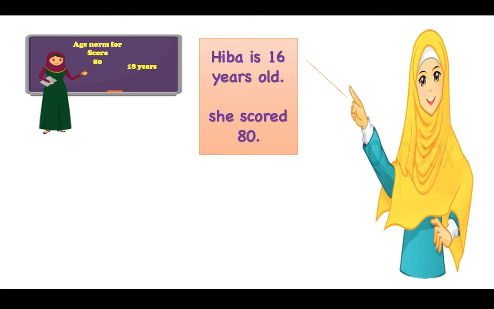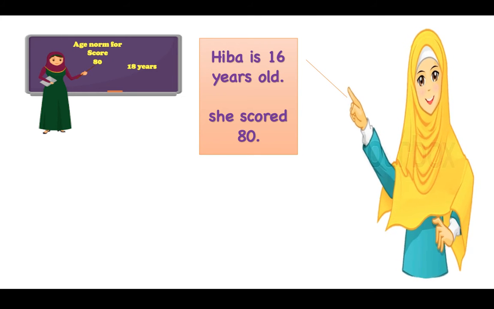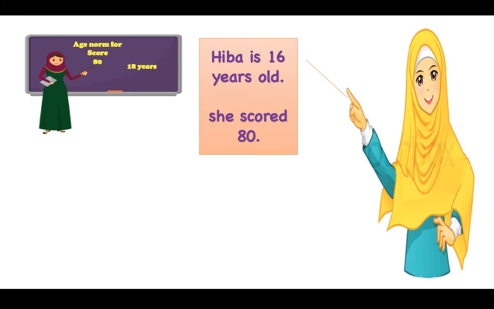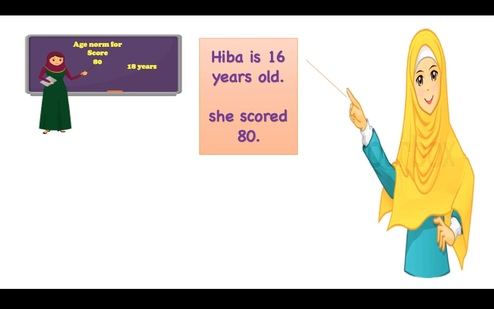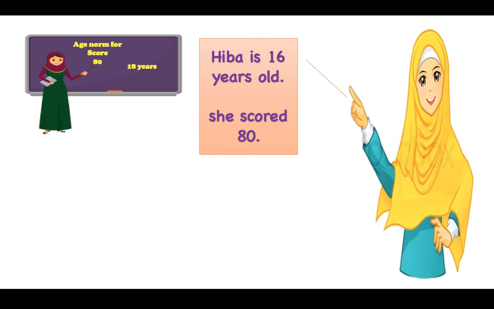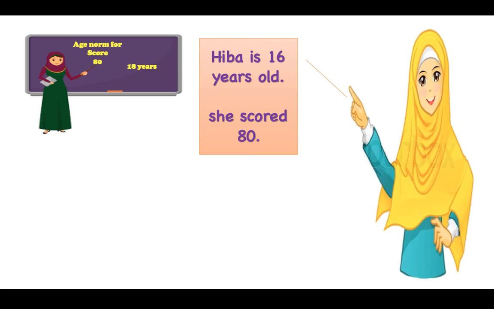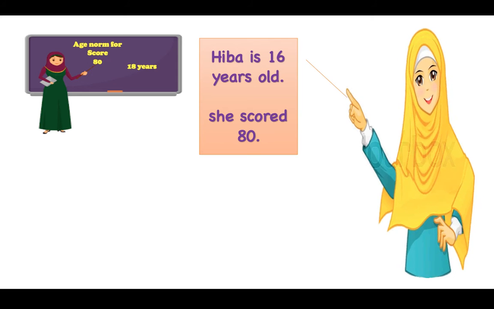Though the chronological age of Hiba is 16 years old, she has the mental age of an 18-year-old because she has scored the age norm score which was for the 18-year-old student. When that age norm is fixed, a standardized test is given to a representative sample of the students of a particular age level and the average score is calculated, and this score is considered as the age norm of the group.